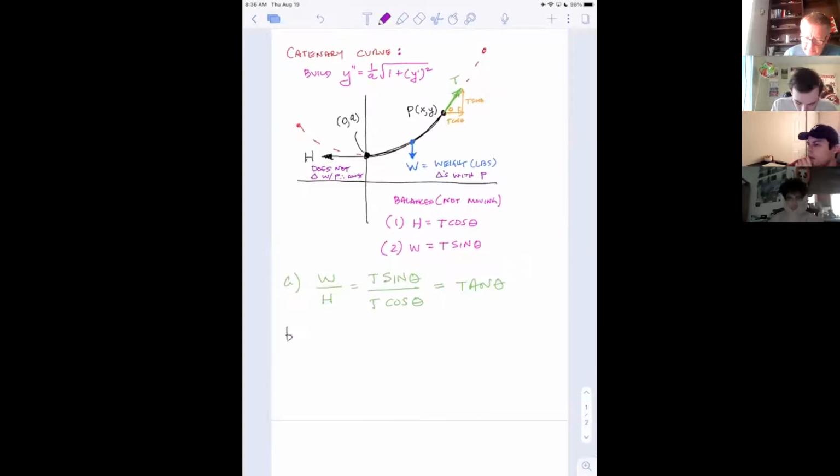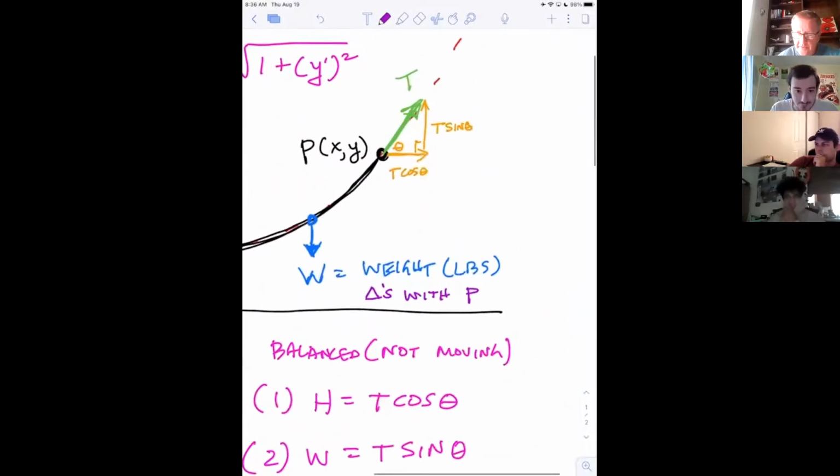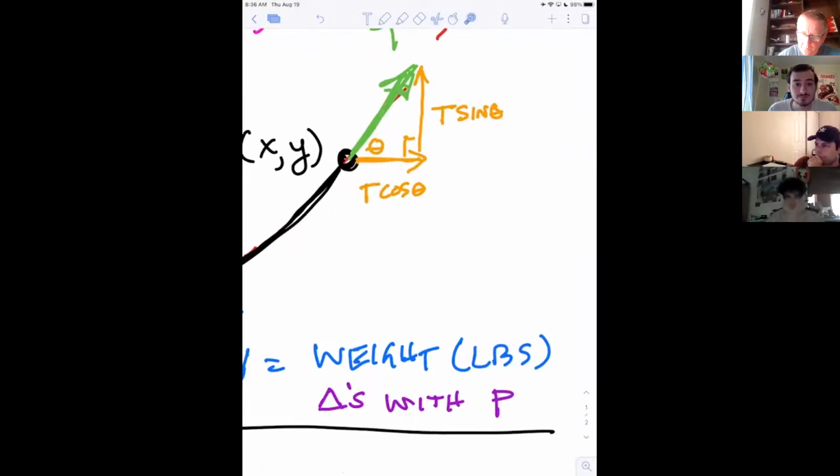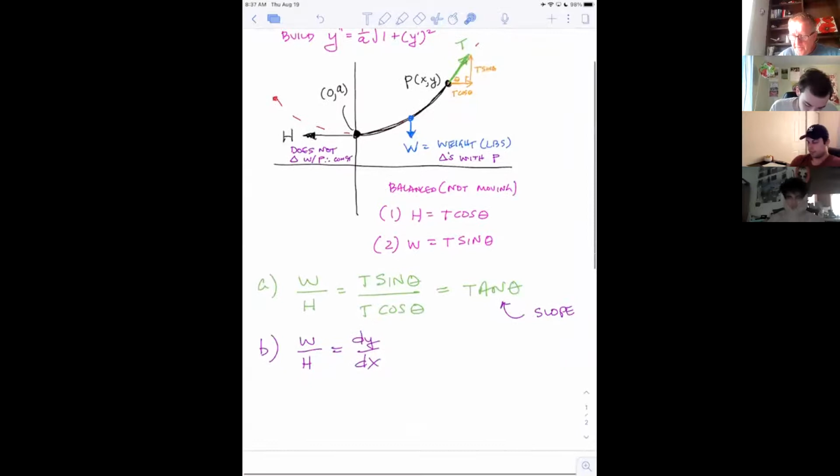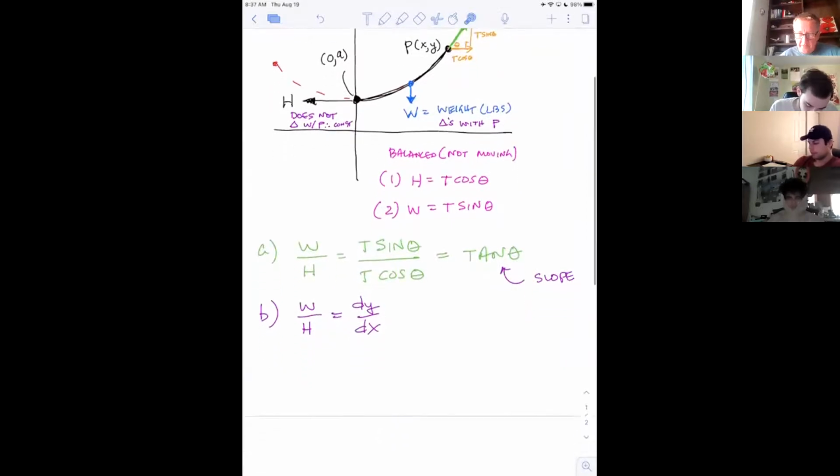So this is rather profound then. Do you agree that the tangent of theta is the slope? Isn't that what tangent of theta is? Look back at our triangle over here. Rise over run. Tangent is opposite over adjacent. That's the slope, isn't it? Isn't that what we've done projects in my classes before on that? The tangent of theta is actually the slope, which is dy dx. So my second equation there, that's why I wrote it that way.